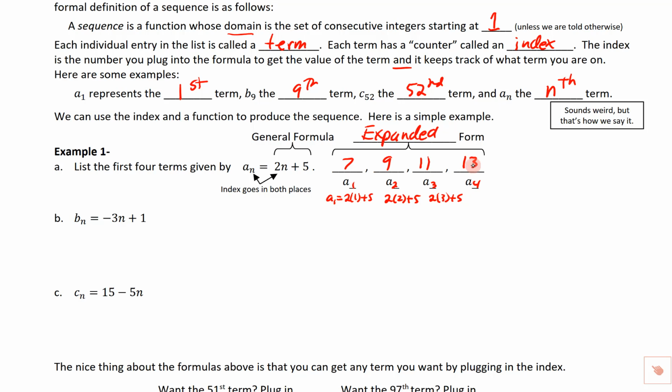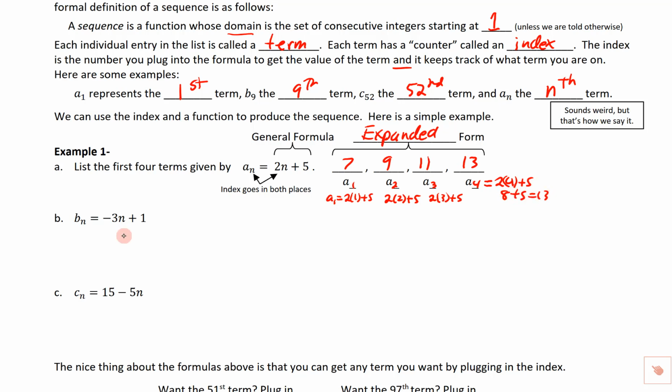You think the next one's going to be 13? Let's just double check and make sure that it is. So I'm going to go ahead and write that we would put a 4 right here and put a 4 right there, so this is going to be 2 times 4 plus 5. 2 times 4 is 8. 8 plus 5 is indeed 13, so we got that one right.